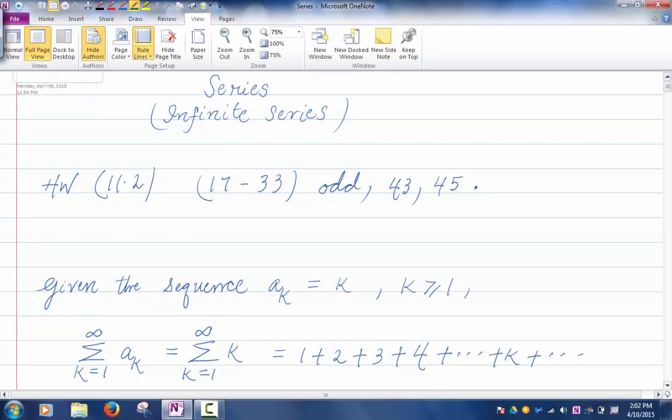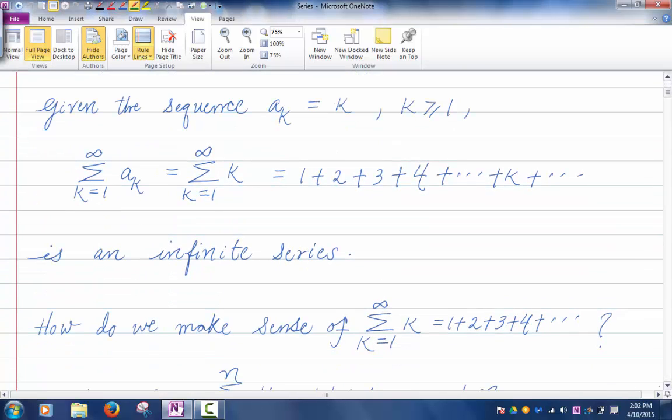So once again, last time what we did is the following. We have the sequence a_k given by a_k = k, k greater than or equal to 1. So the summation k going from 1 to infinity of a_k is the same as the summation k going from 1 to infinity of k, which is 1 plus 2 plus 3 plus 4 plus dot dot dot plus k plus dot dot dot. So given an infinite sequence a_k, I can add up all the terms of the sequence, and that's an infinite series.